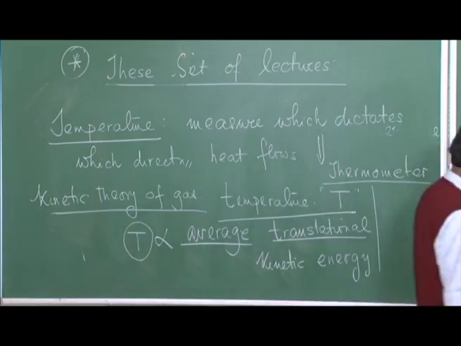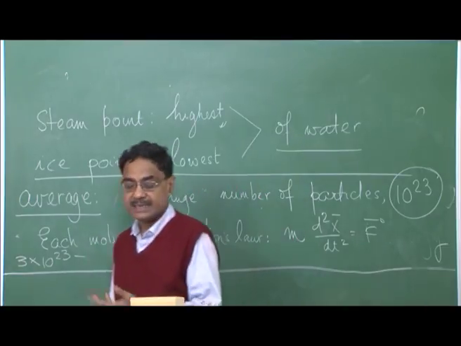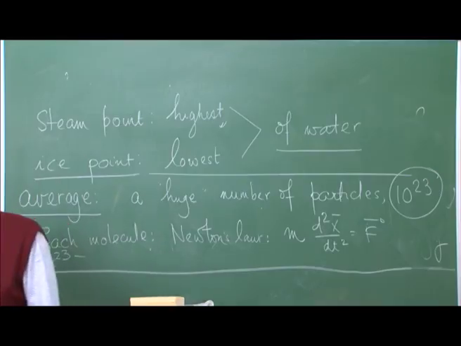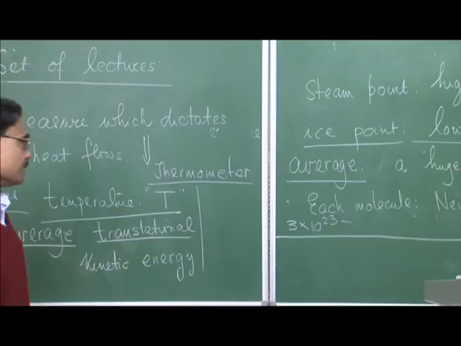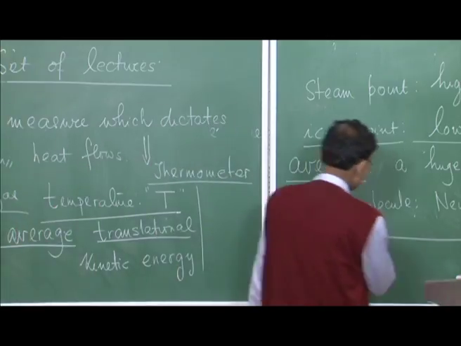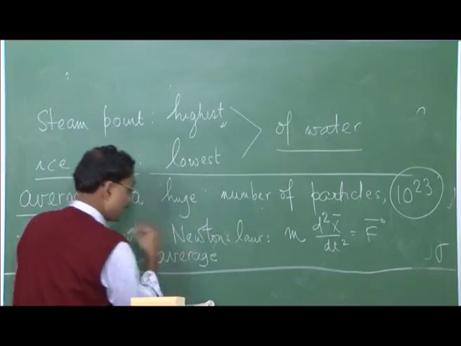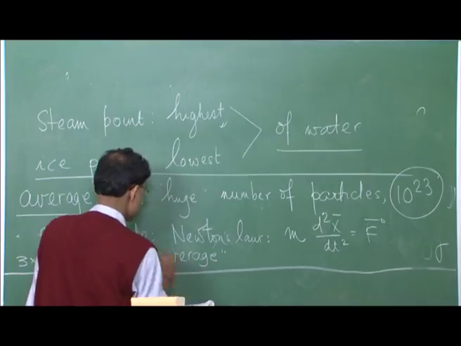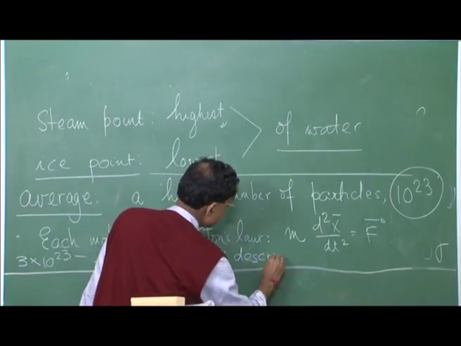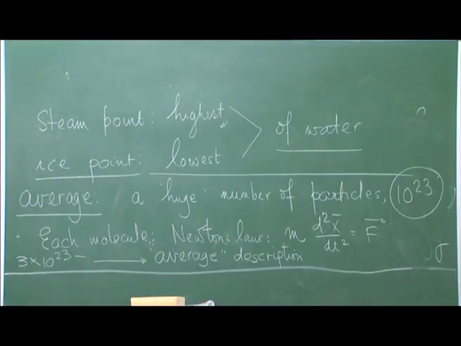As you know, we cannot solve this problem by any means, even using the most advanced computer we have today. So, we must have an average description. Here comes the advantage and also the difference between kinetic theory and thermodynamics. So, I need an average description, and here comes absolutely the necessity of doing kinetic theory and thermodynamics.